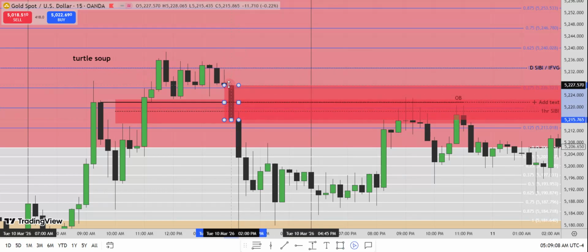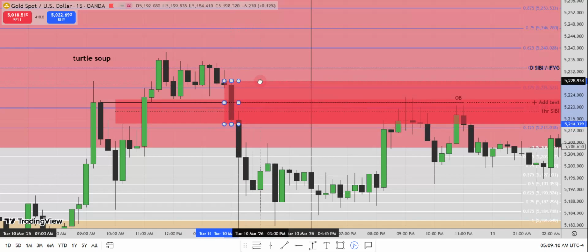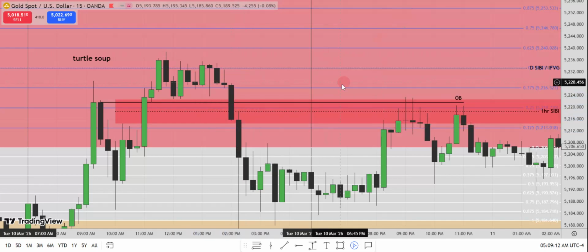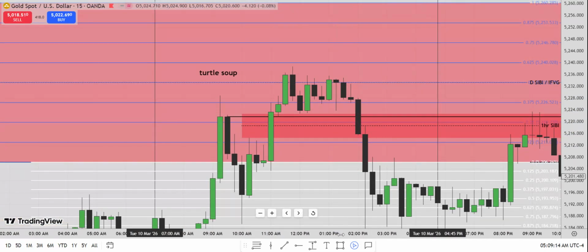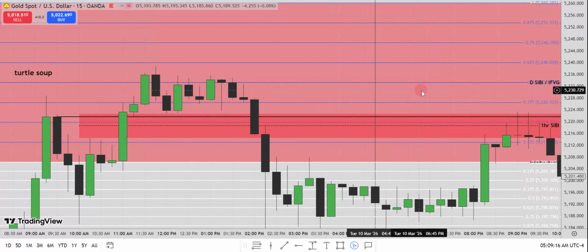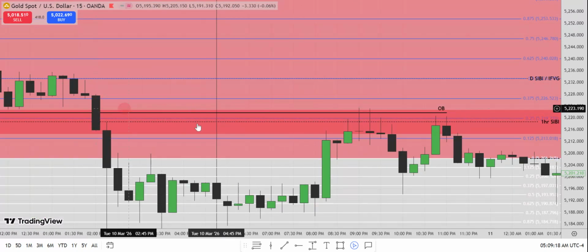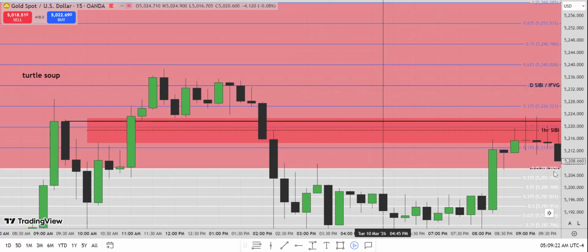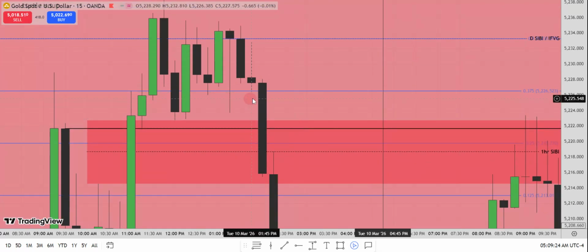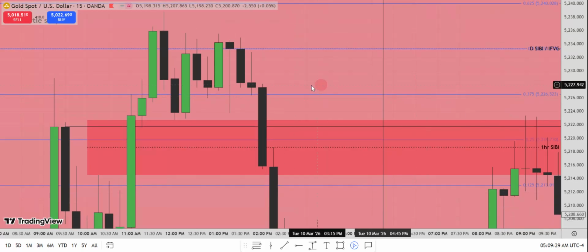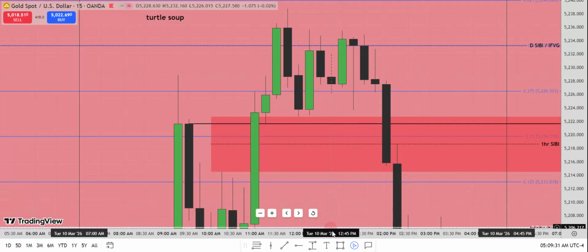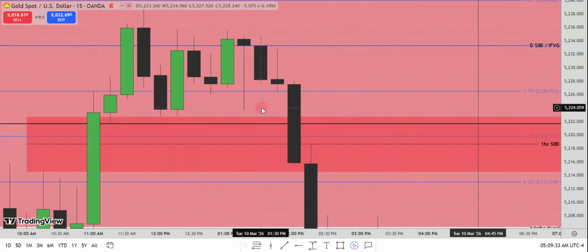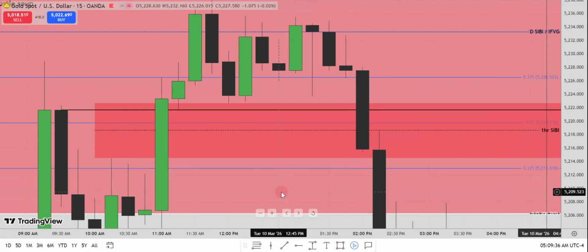Is here. I'm having this level here. I don't know if you know what this is. This is in the PM session, okay? This is in the PM session where price is creating this funny story here.